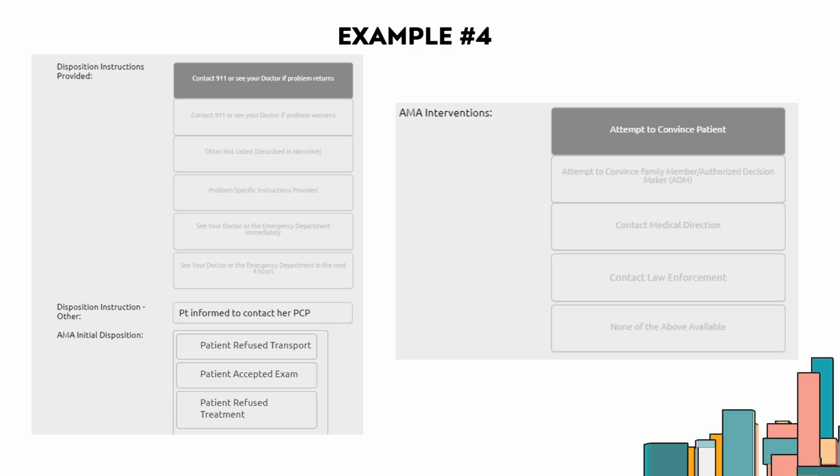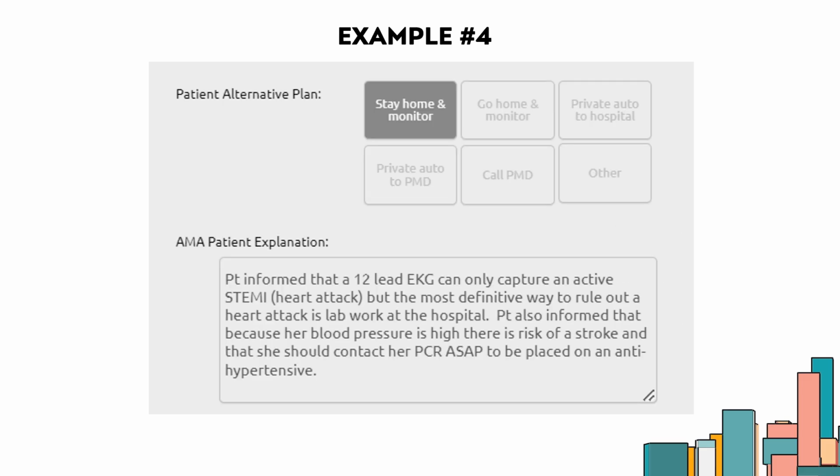Dispositions: contact 911 and see the doctor if the problem persists. Inform the patient to contact her PCP. The AMA initial disposition: the patient refused transport, but she accepted an exam and refused the treatment. And then AMA interventions: attempted to convince the patient to go to the hospital. What was the plan? Stay home and monitor.